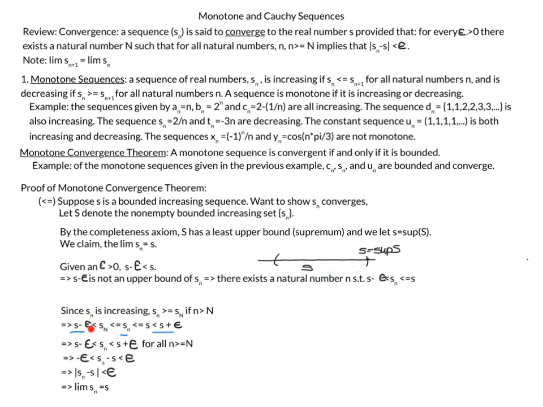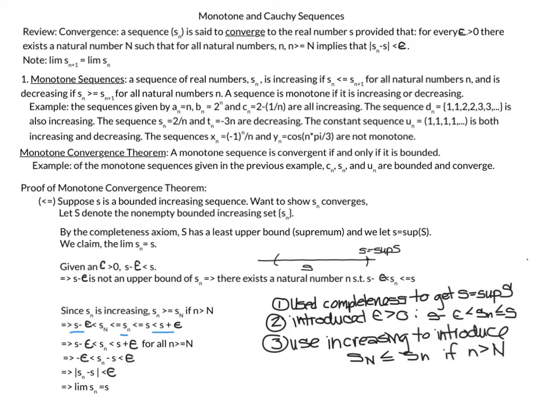Pulling the first term of our inequality and this last term of our inequality, we have Sn is between S minus epsilon and S plus epsilon for all n greater than or equal to capital N. In other words, Sn minus S is between negative and positive epsilon, which gives us our final condition: the absolute value of Sn minus S is less than epsilon, which is exactly what we needed to show for convergence, and the limit of Sn is equal to S.